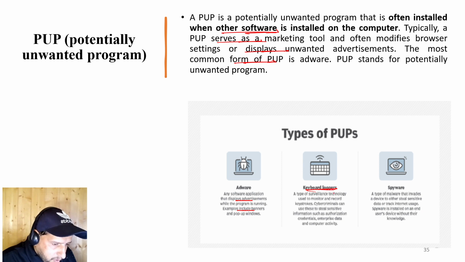Keyboard loggers are a type of surveillance technology which is used to monitor and record keystrokes. Cybercriminals can use these to steal sensitive information such as authorization credentials, enterprise data, and computer activity. Spyware is a type of malware that invades a device to either steal sensitive data or track internet usage. Spyware is installed on an end user's device without their knowledge.